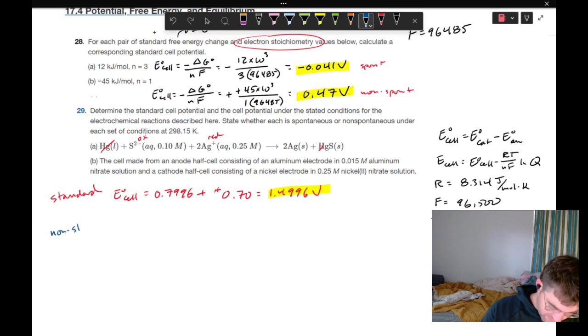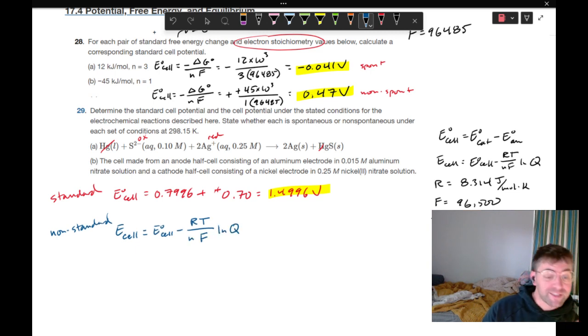Now, for non-standard conditions, we just remove that naught to show this. So E cell equals E naught cell, the standard cell, minus RT over nF times the quantity ln Q. So we have a Q constant. This is an equilibrium constant. This is going back to solubility and equilibrium and everything else we did. Q is simply products over reactants. Yes, products over reactants. We are thankfully given some concentrations in this problem that we can pull in.